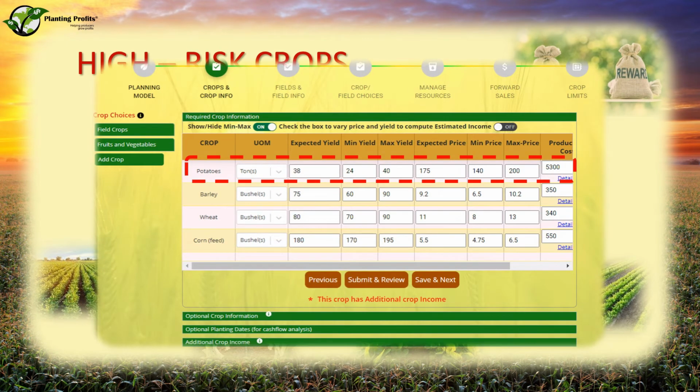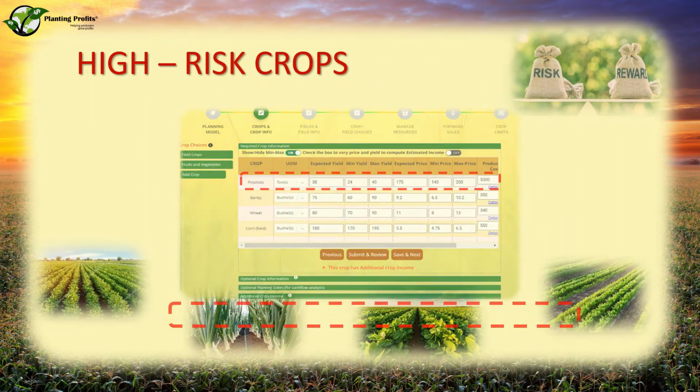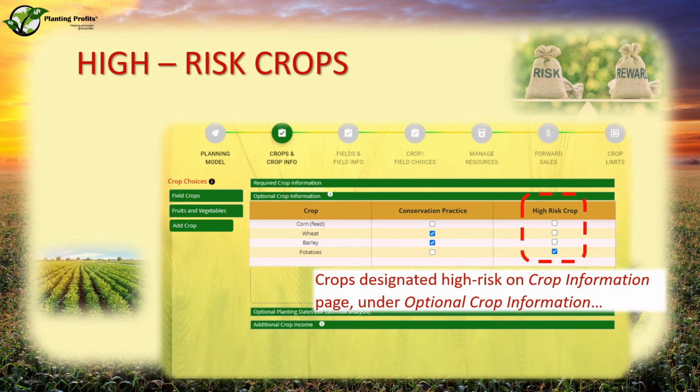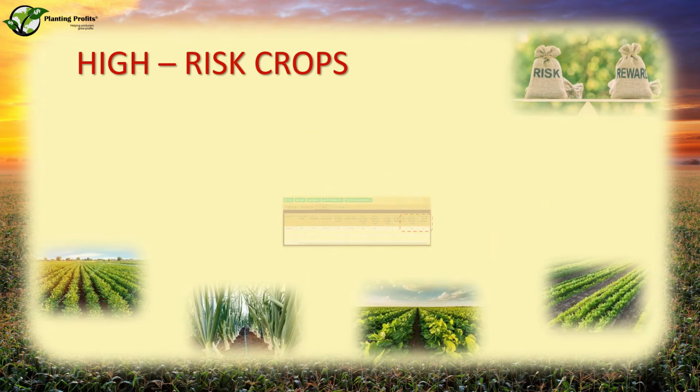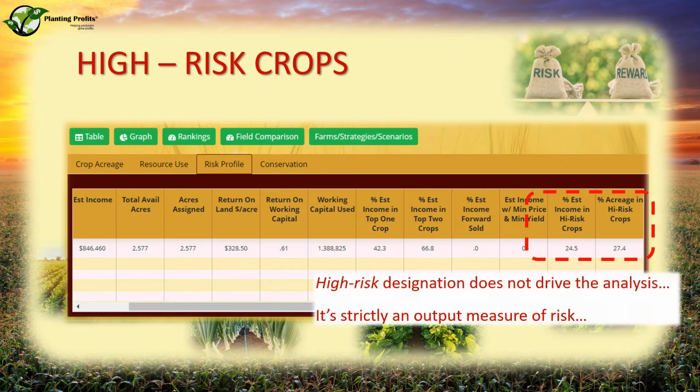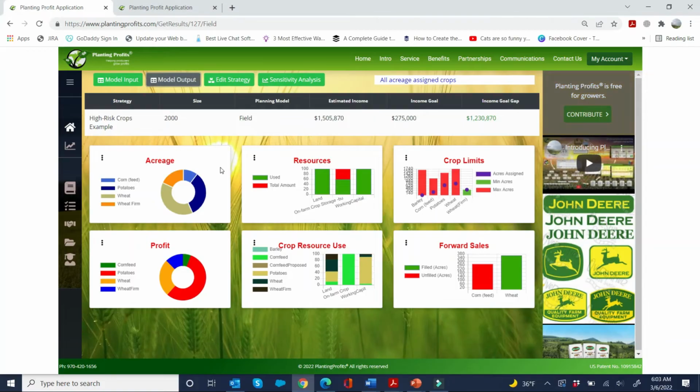These crops often have high variable production costs and can have high variability in prices and yields. Crops are designated as high-risk crops by you on the Crop Information page under Optional Crop Information. The risk profile output measure is the percentage of estimated income in high-risk crops and the percentage of acreage in high-risk crops. These designations do not drive the analysis. They are only used to generate the output measures.